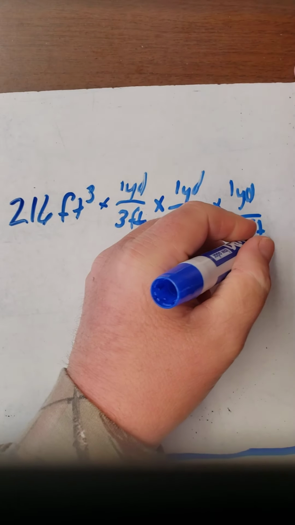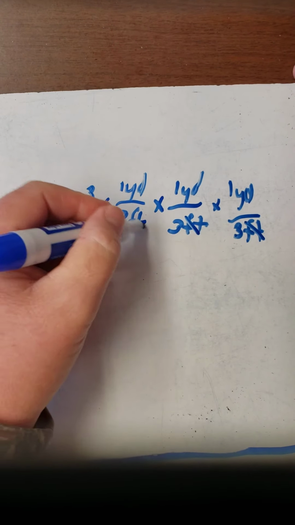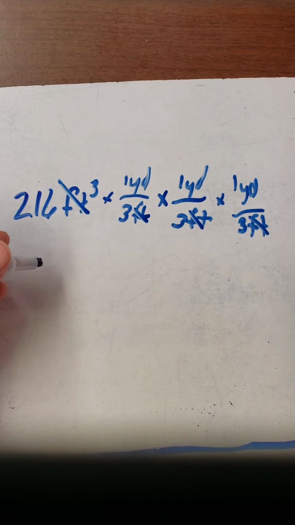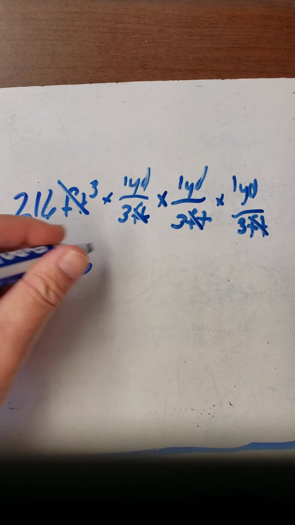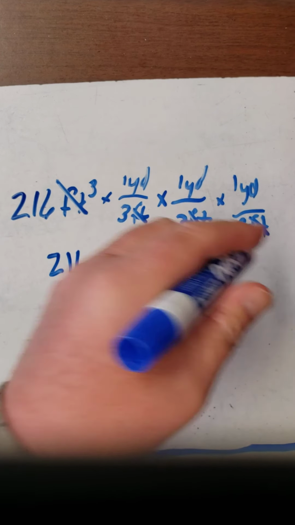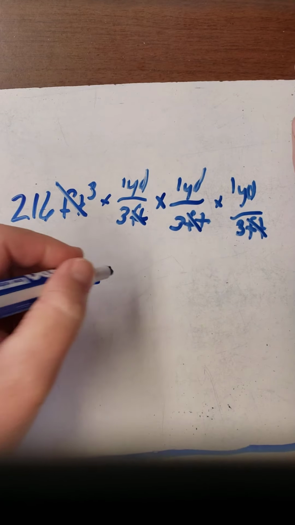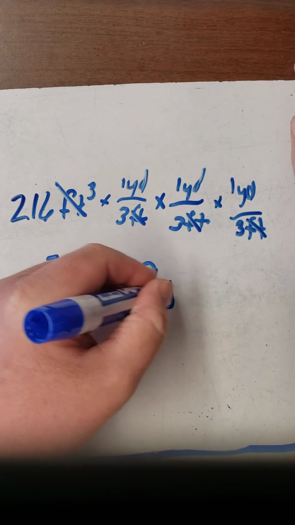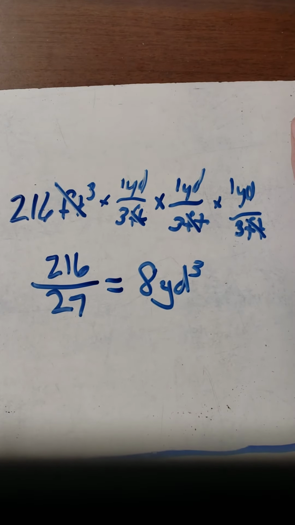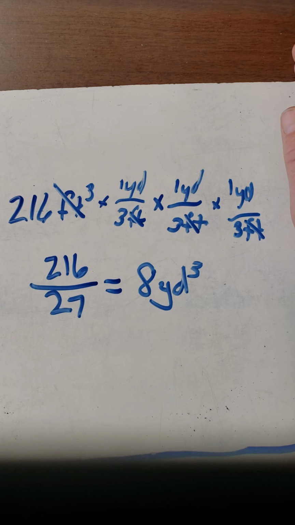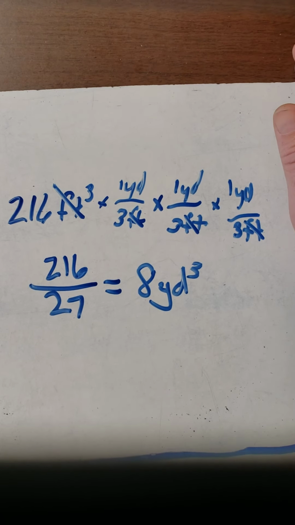Okay, so we cancel these out. There's 3 of them. There's 3 of them. 216 times 1 times 1 times 1 is 216. 3 times 3 is 9. 9 times 3 is 27. And then we simplify that, and it becomes 8 yards cubed, or 8 cubic yards, okay, of concrete that he's going to need for that job site.